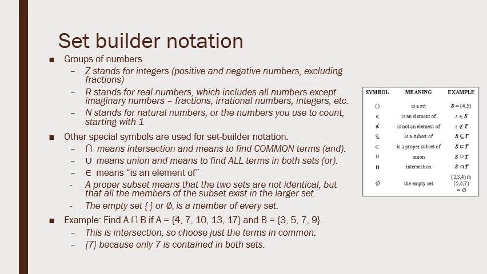Okay, now this sideways U, or sometimes it looks like an E, means is an element of. So if you have apple, and then you have this symbol is an element of, and then you would have a set of fruits or a set of things that grow on trees. There are two symbols for subsets. There's a proper subset, which means that the two sets are not identical, but that all the members of one set exist in the larger set. So if I have an apple and an orange, together they will be a subset of the set of fruit.